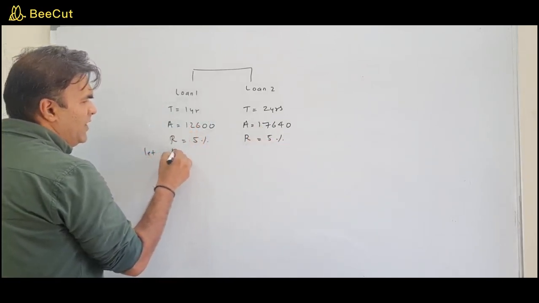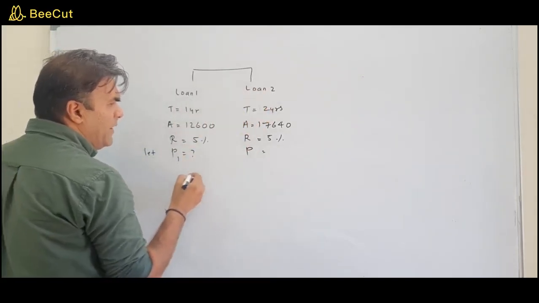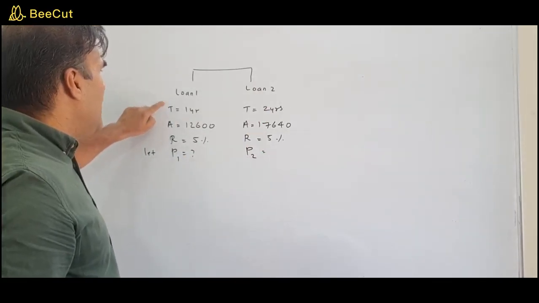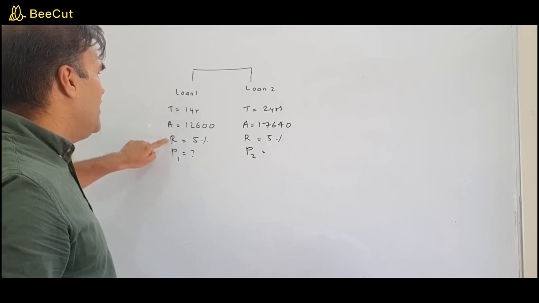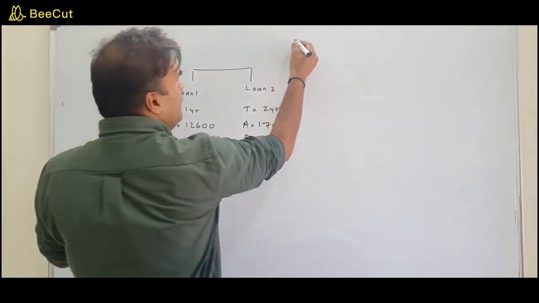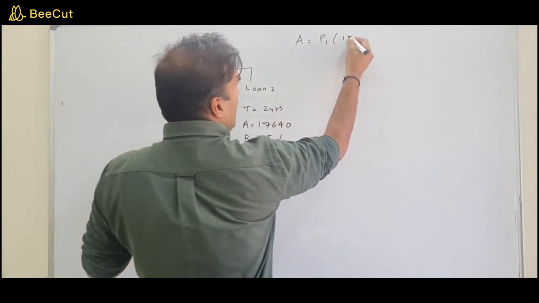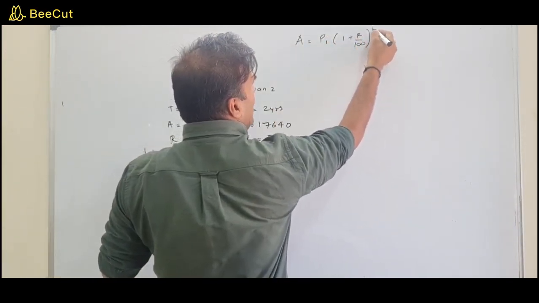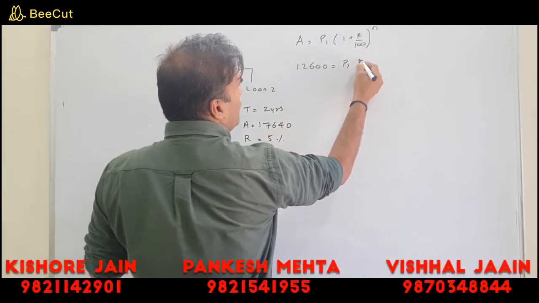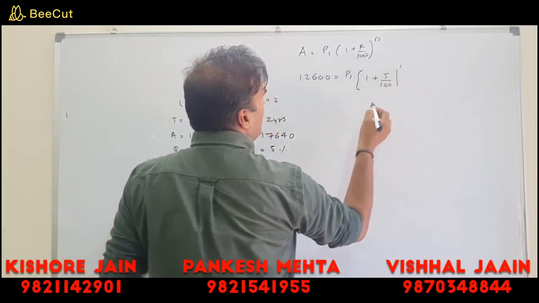So let this be P1 and this be P2, since it is loan 1 and loan 2. In short, he cleared this loan at the end of year 1 by paying 12,600, rate 5%, and the principal we don't know. We can easily find this principal. Apply the formula A equals P1 times (1 plus R upon 100) raised to N. What is A? 12,600. P1 we don't know. 1 plus 5 upon 100 raised to 1.